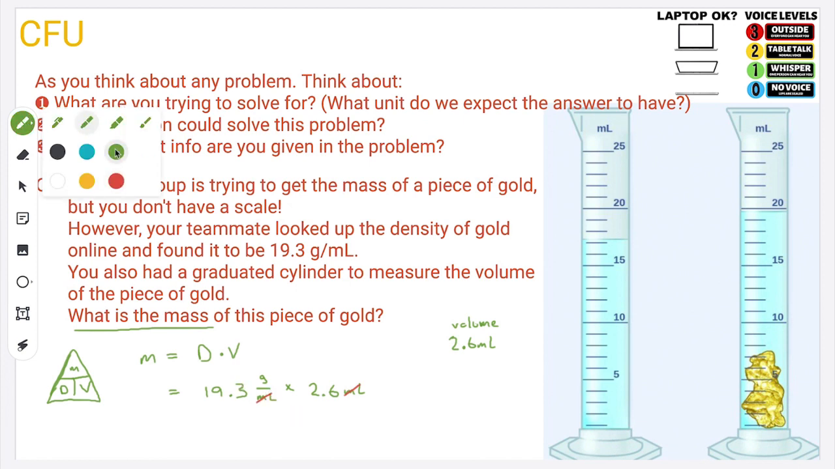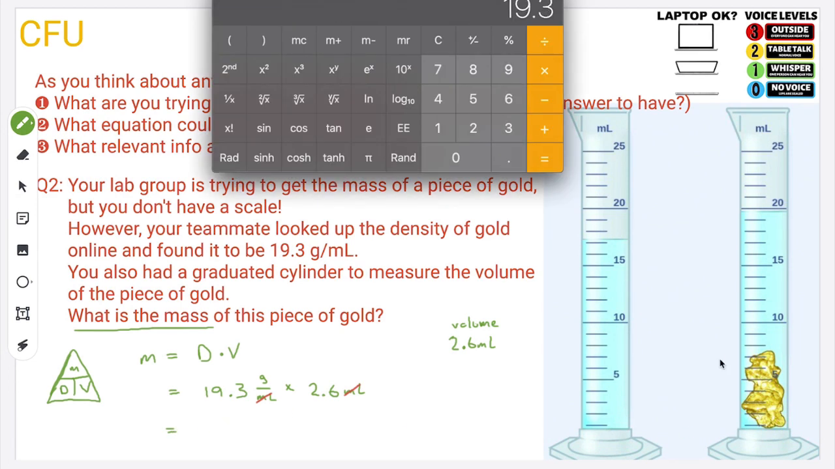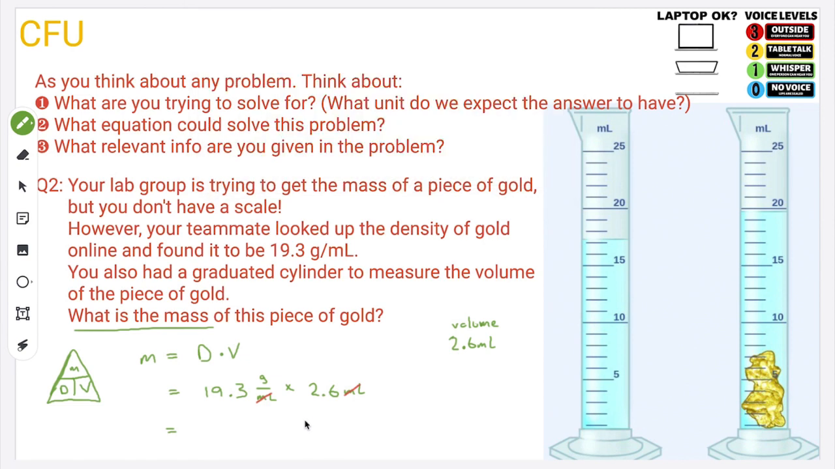Beautiful. Okay, so we're just going to type this in a calculator now. We're multiplying 19.3 by 2.6. Gives me 50.18. That kind of makes sense, right? We should expect it to be a little bit bigger. 50.18. Oh, that's the mass of the gold. Notice how we didn't even need a scale. All we needed to know was, if we know its volume and its density, we can figure out mass, right? Isn't that neat?